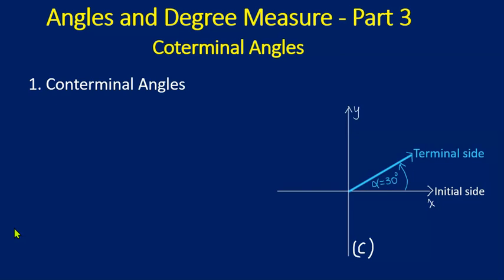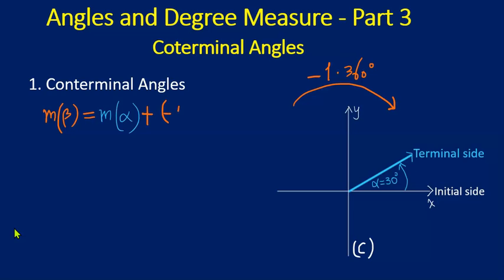This time, we're going to rotate in the opposite direction, in the negative direction. We're going to rotate in a clockwise direction. So that'll be negative. We're just going to rotate 1 full circle. So the amount of rotation will be 1 times 360 degrees. So let's use the definition first and then use the drawing. So by definition, the measure of beta equals the measure of alpha plus negative 1 times 360 degrees.